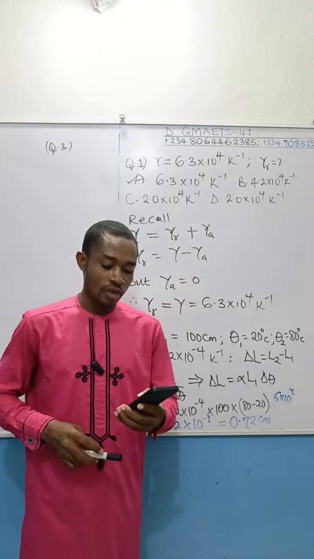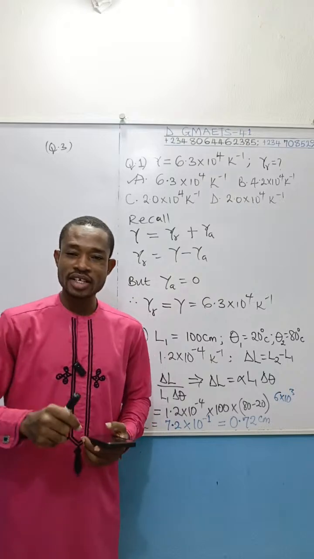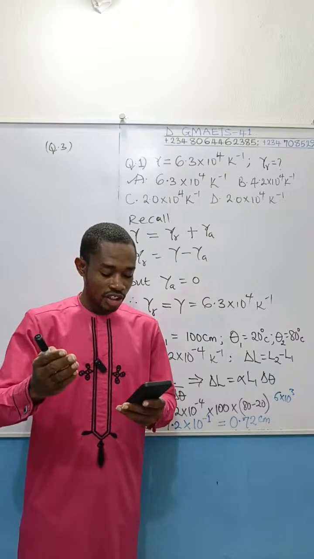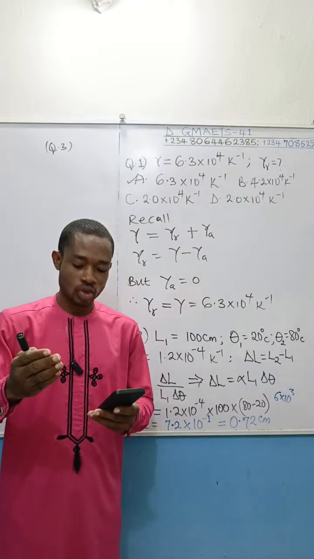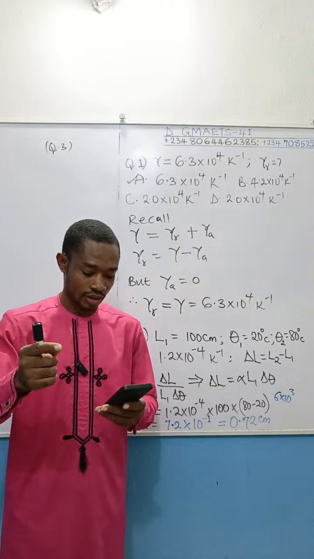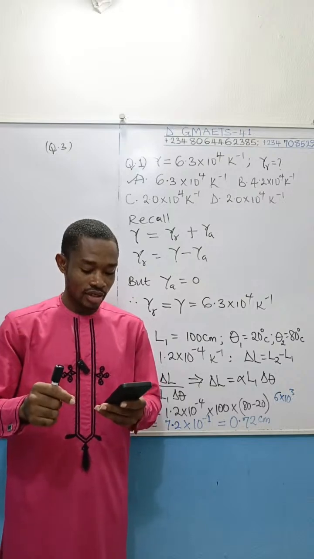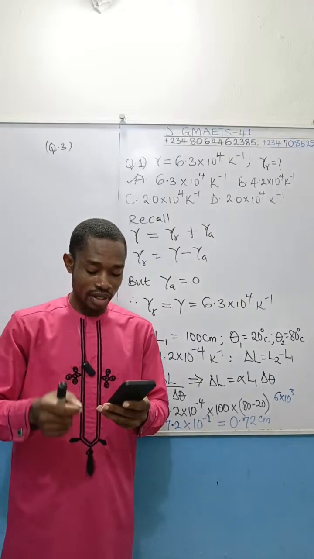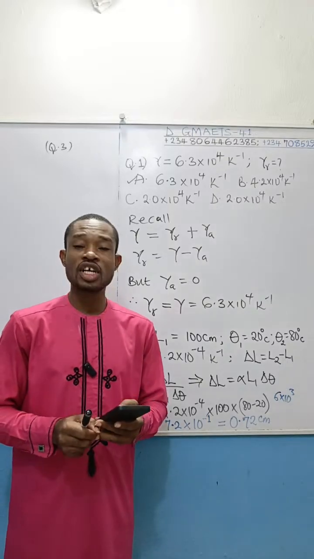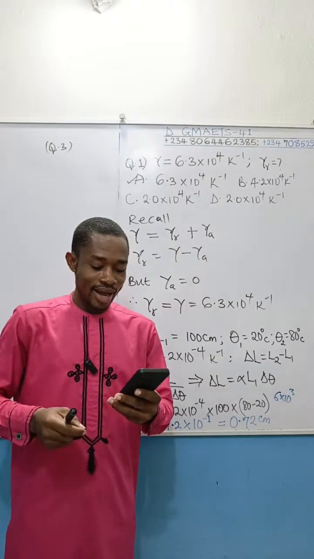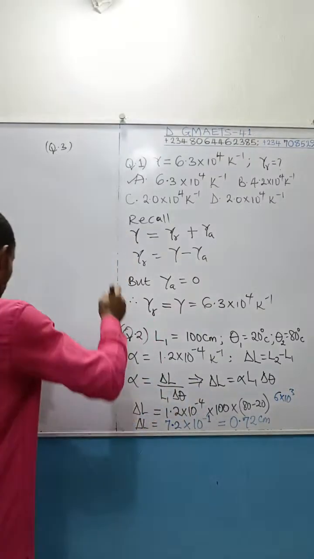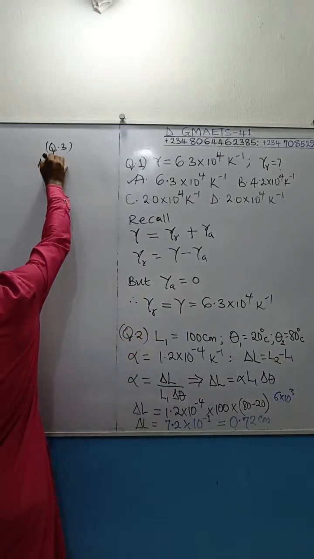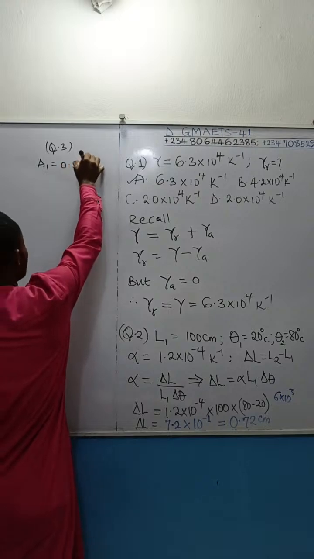What is the coefficient of area expansion? A rectangular sheet of metal has an area of 0.5 square meter at 20 degrees centigrade. When heated to 80 degrees centigrade, the area increases by 0.01 square meter. What is the coefficient of area expansion? So from the information given to us, the initial area of the metal has been given to us. So can I say A1 is equal to 0.5 square meter?